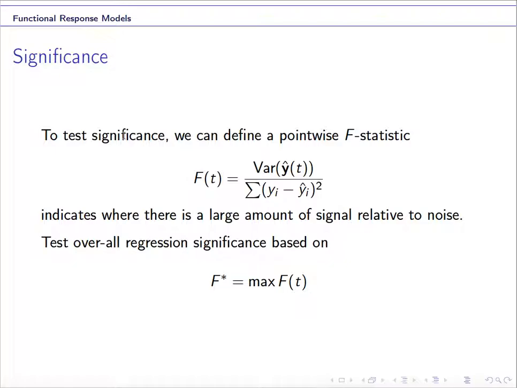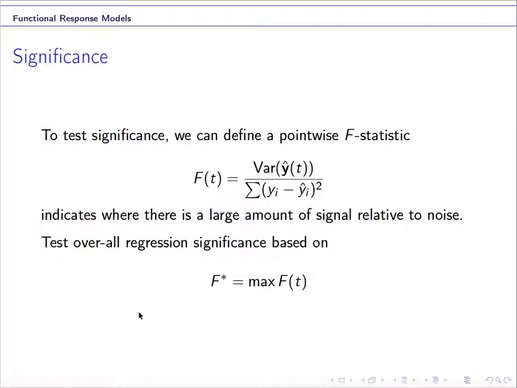So we can test the significance of the covariance by defining the pointwise F statistic. The pointwise F statistic will be equal to the ratio of the variance of the fitted curve, which is kind of the variance of the signal record, and the denominator will be the sum of squares of the residuals, which is the variance of the noise. So we can look at the ratio between the signal and the noise. This is one way we can do the pointwise hypothesis testing on the significance of the covariance.